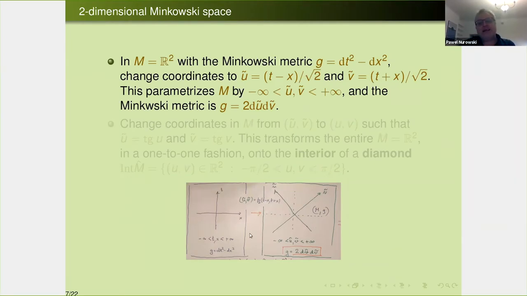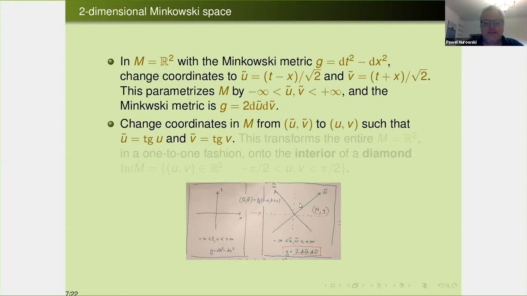And essentially, they are called null because, of course, the straight lines under 45 degrees on this Minkowski spacetime correspond to null geodesics. So in particular, u equal constant or v equal constant is a null geodesic on this space.